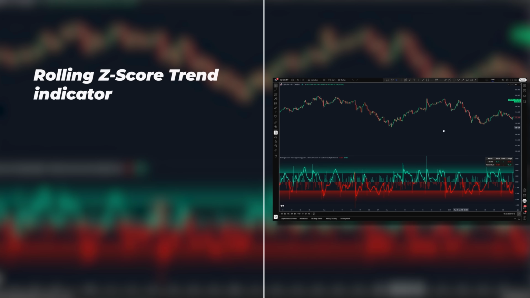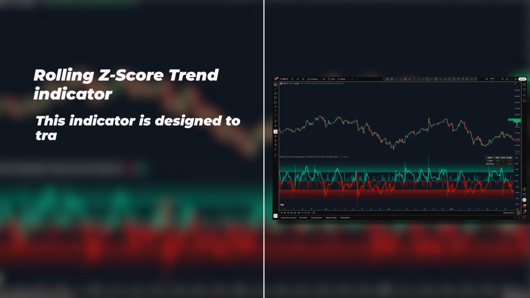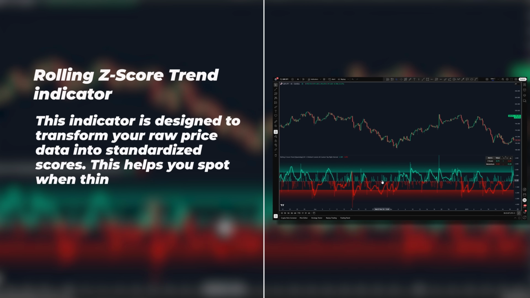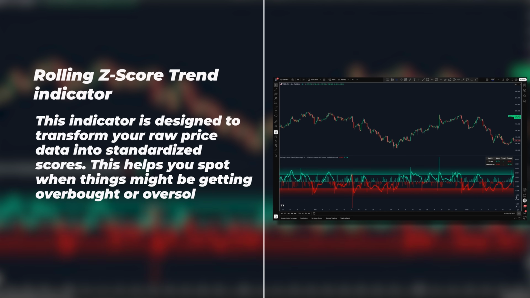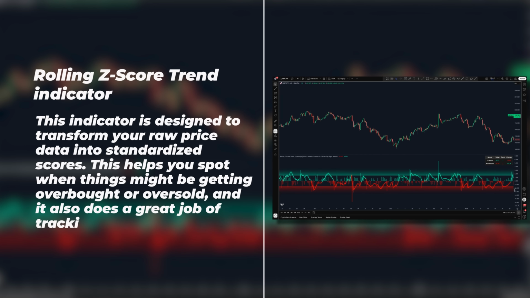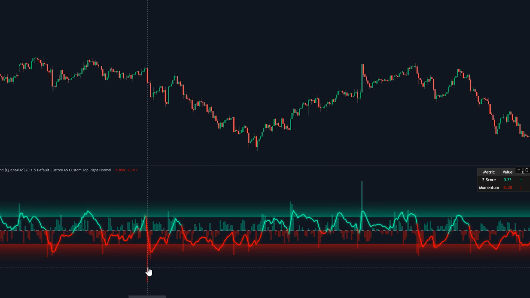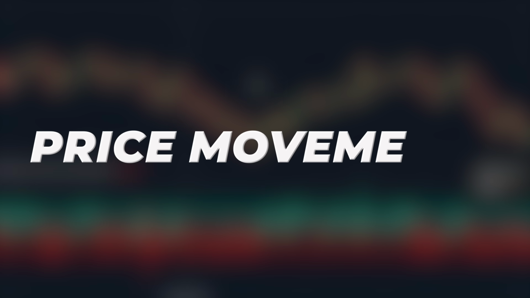So, in a nutshell, this indicator is designed to transform your raw price data into standardized scores. This helps you spot when things might be getting overbought or oversold. And it also does a great job of tracking shifts in momentum. It's all about bringing some statistical clarity to what can often look like chaotic price movements.